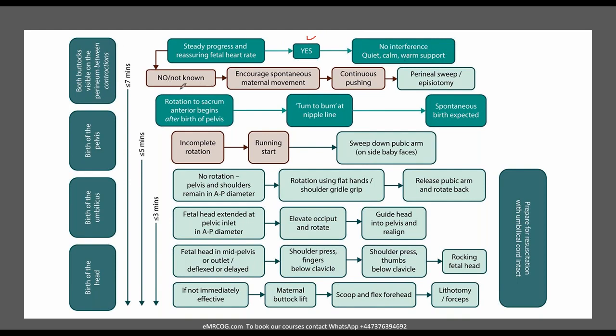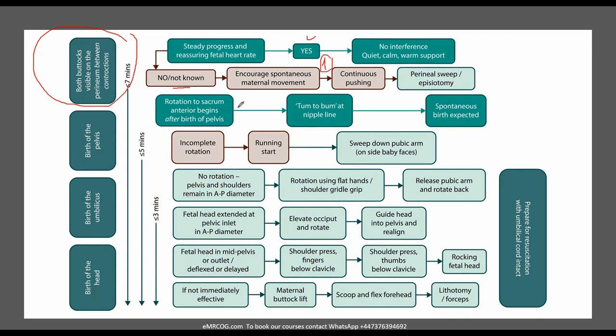If there is a delay or a problem in the fetal heart rate, and we are still at the level of buttocks visible on the perineum between contractions, then encourage spontaneous maternal movement. This is the first intervention that we can do. Then advise continuous pushing from the mother, because they believe the power from above is much safer than pulling from below. And then for the delivery, perineal sweep and or episiotomy. If the rotation happens, so we have passed this stage, and the rotation to sacrum anterior, which is normal physiology, happens when the nipple line of the baby appears.